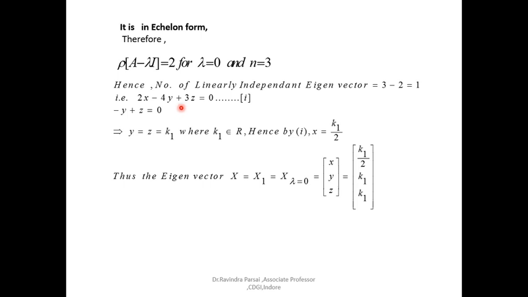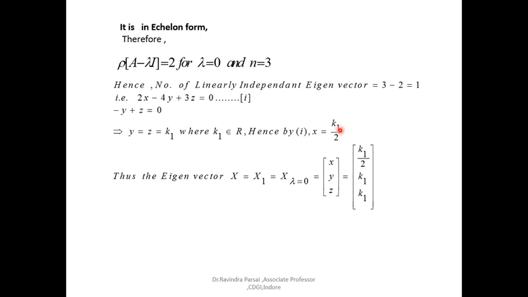So just simplify the previous equation in algebraic form. You are getting the first equation as 2x minus 4y plus 3z equal to 0, and the second one as minus y plus z equal to 0. Since you have 3 unknowns and 2 equations, this is possible if and only if one of them is independent. So I assume y equal to z equal to k1, where k1 belongs to R. Hence by equation number 1 you are getting x equal to k1 upon 2.